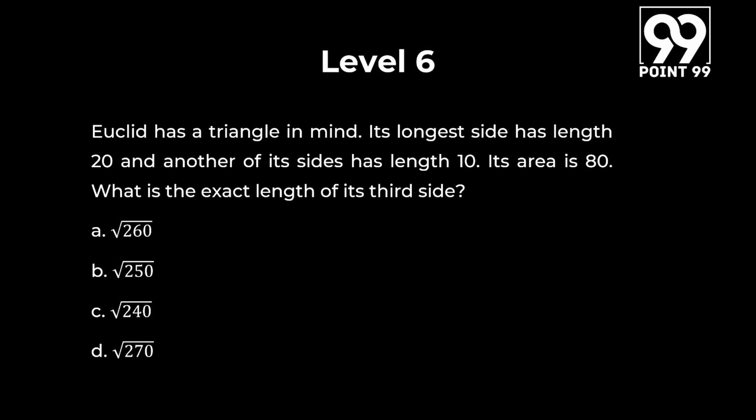There are 2 broad ways of solving this. One, you figure out what the third side is using Heron's formula. So root of S into S minus A into S minus B into S minus C, where S is the semi-perimeter. You can assume the third side as X, and you will be able to get the answer to this question by solving the equation when you equate it to the area, that is 80 square units.